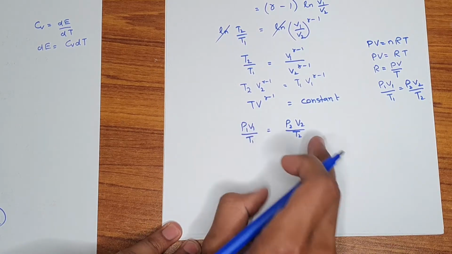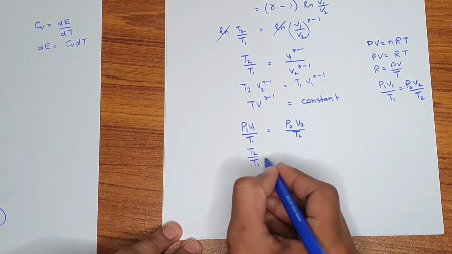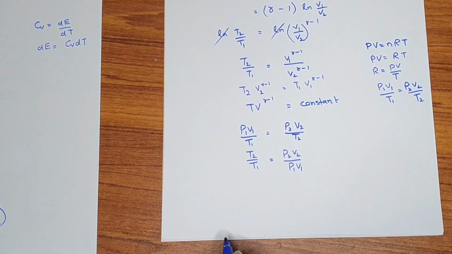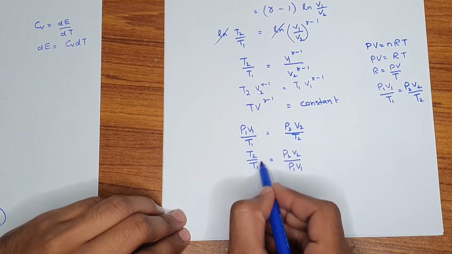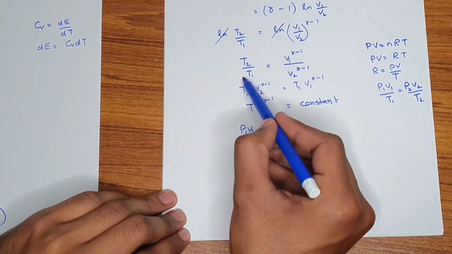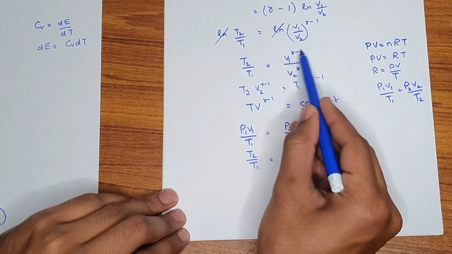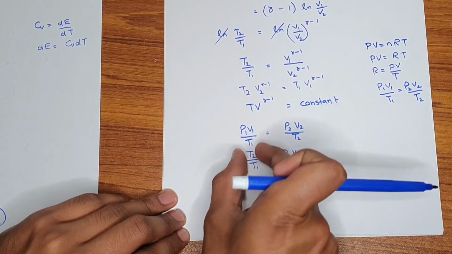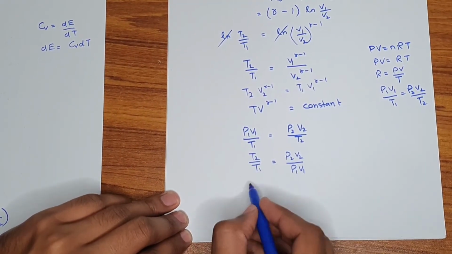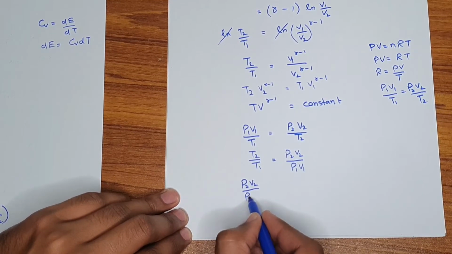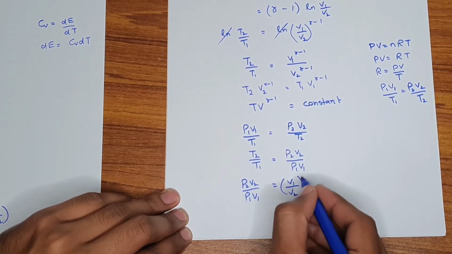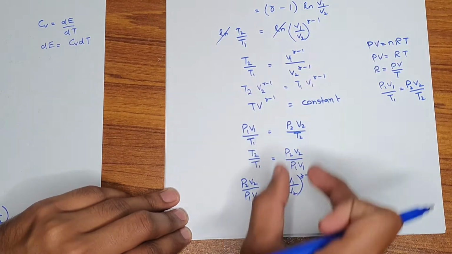This T2 will go here, this P1 V1 will go here, and then I'll be left with T2 over T1 equal to P2 V2 divided by P1 V1. Now what I have just done is rearrange this equation, and as you know, from this you can calculate that T2 over T1 is equal to V1 over V2 to the gamma minus 1. You already know this part, so I just have to plug in the value for T2 over T1 from here. Plugging in the value, that will give me P2 V2 over P1 V1 is equal to V1 by V2 to the gamma minus 1. I have just plugged in the value here.